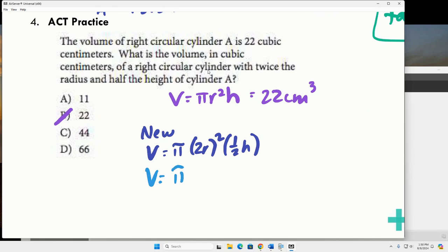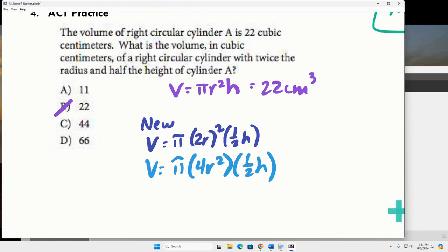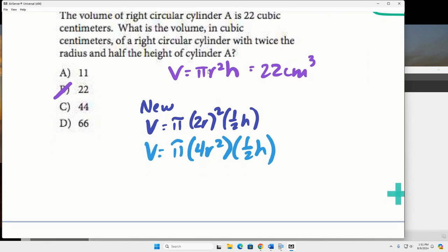So what do you get when you square 2r? 4r squared, yeah. All right, do you guys see anything I can do to make this a little simpler, to simplify it? Maybe something I can multiply? 4 times 1/2, right? I can multiply 4 times 1/2. What do I get? 2.